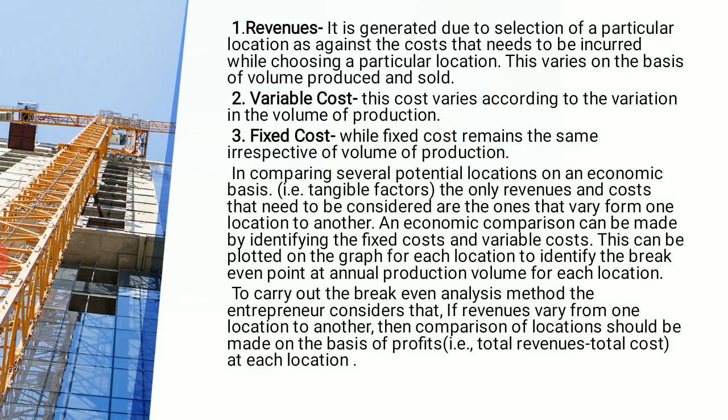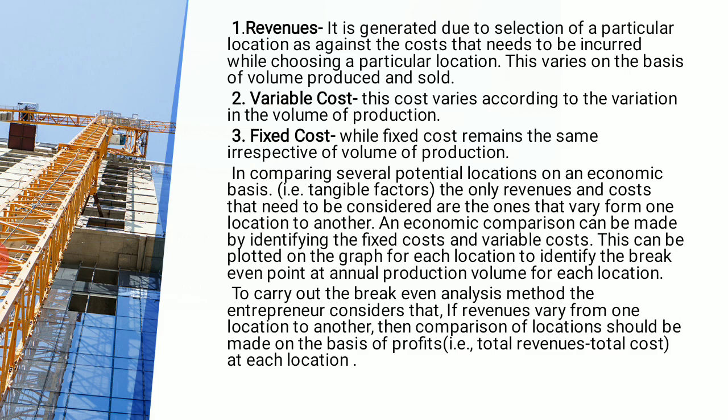Now let us try to understand what these three terms are. When I say revenue, that means it is generated due to the selection of a particular location, as against the cost that needs to be incurred while choosing a particular location. This varies on the basis of volume produced and sold. What is revenue? It is the money generated out of the sales. Once you produce something, once you incur the cost, and the cost is removed from the revenues, then whatever you earn is said to be your profit, and that gives you the actual idea of which location is best for us. So that is said to be the revenues.